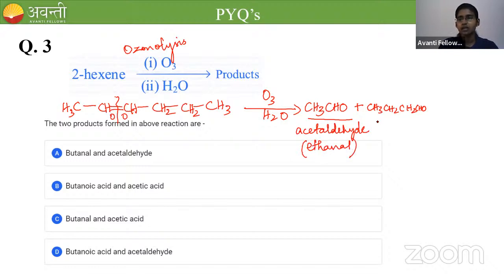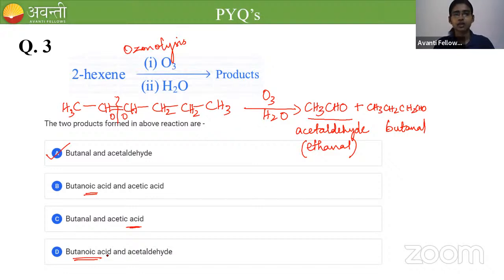And coming to the second compound, what is the IUPAC name of this compound? It is butanal. So you see the options. Butanal and acetaldehyde is given in option A. That is the correct answer for this question. And the acid is not forming, so option B cannot be the answer. In option C, we have acetic acid again. No. And option D is the wrong answer because butanoic acid is given. So option D is not the correct answer. Option A is the correct answer.